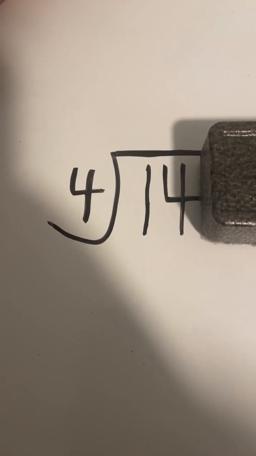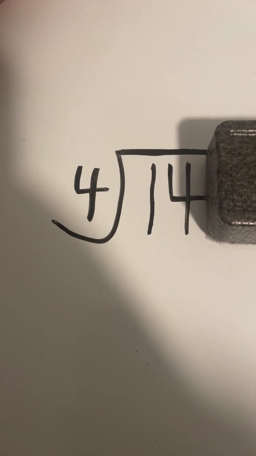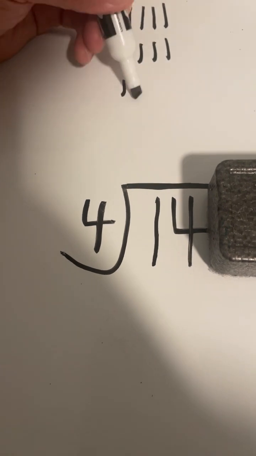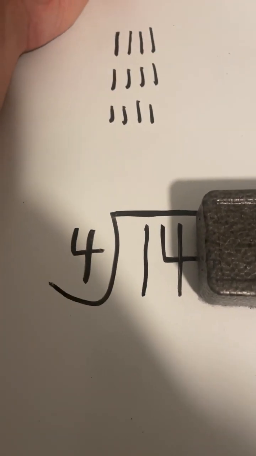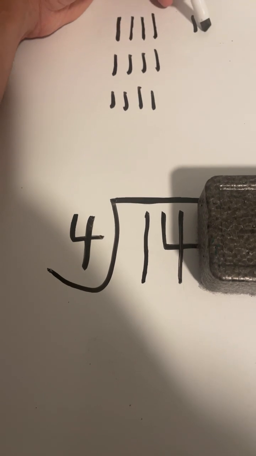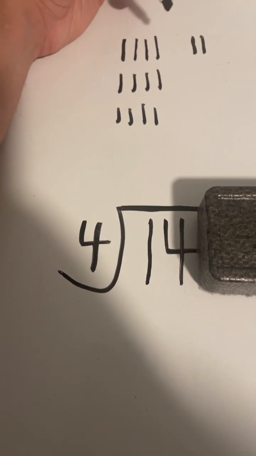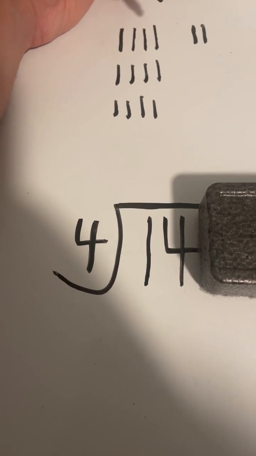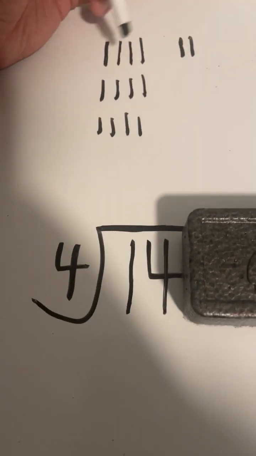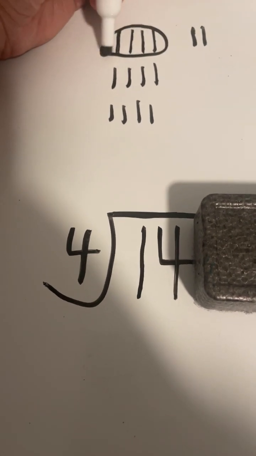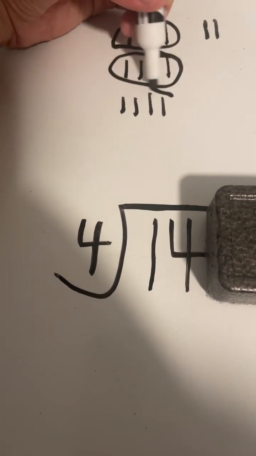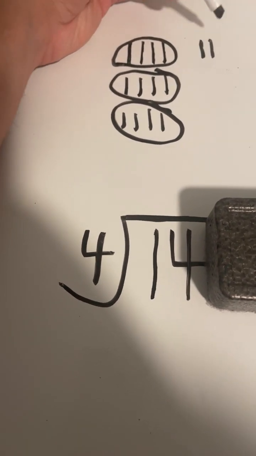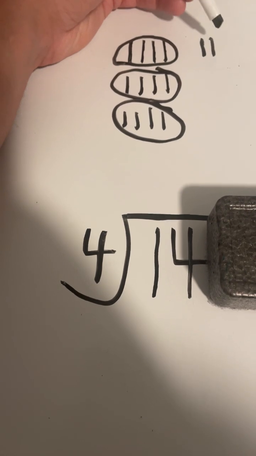All right, so 1, 2, 3, 4, 5, 6, 7, 8, 9, 10, 11, 12, 13, 14. So now I have to count how many rows of 4, how many groups of 4 do I have in 14? And as you can see, there definitely is a remainder there. So I have 1 row of 4, I have 2 rows of 4, 3 rows of 4. And then even though I have a 4th row, I wasn't able to get a full row of 4. I was only able to get 2 in that 4th row.